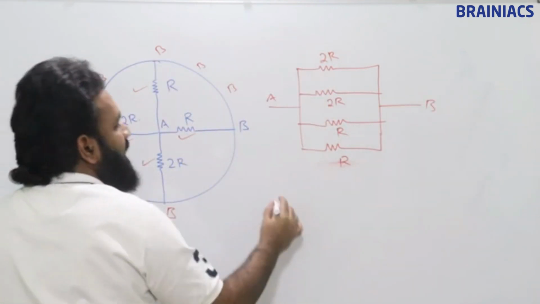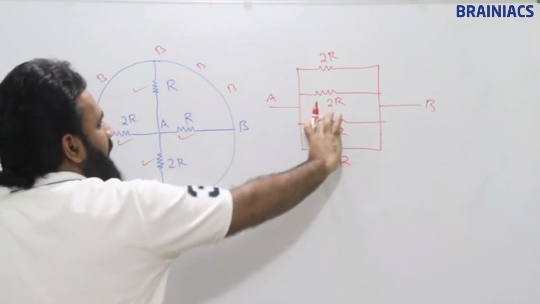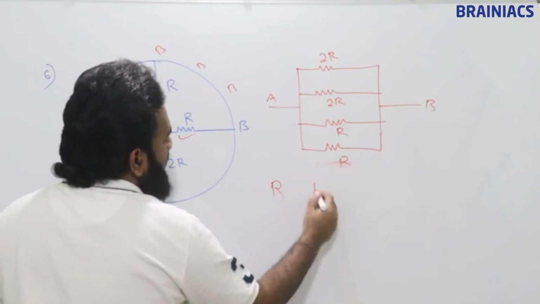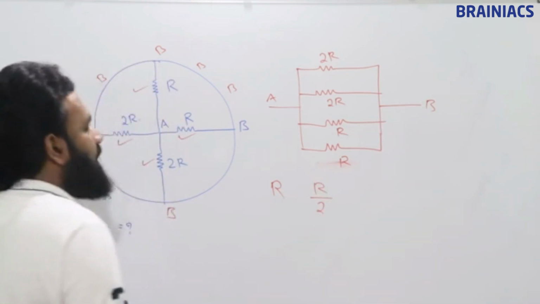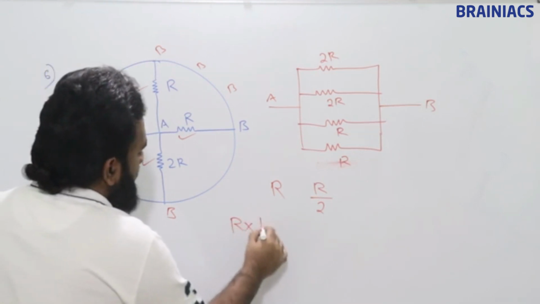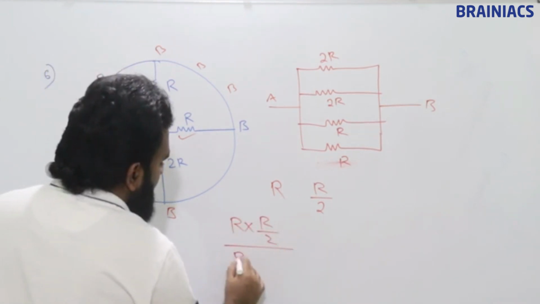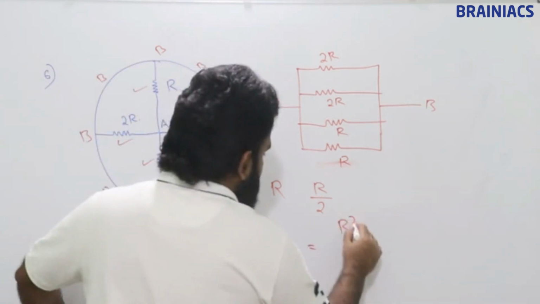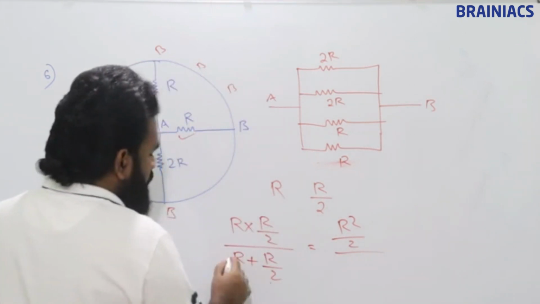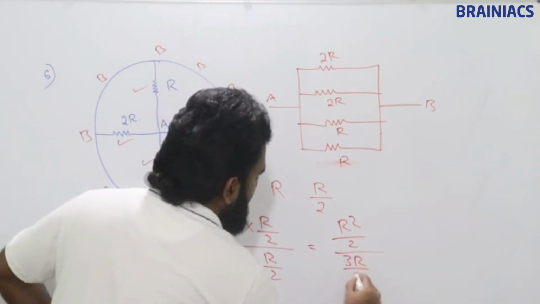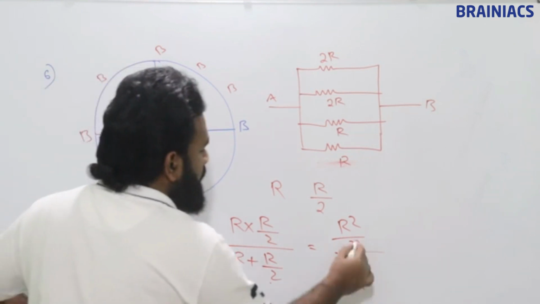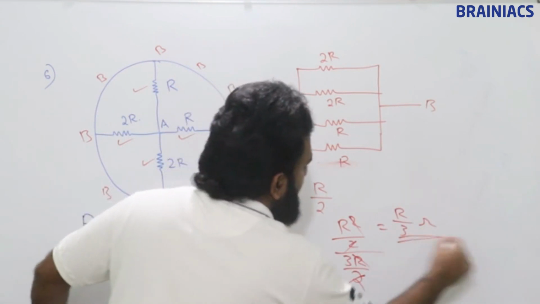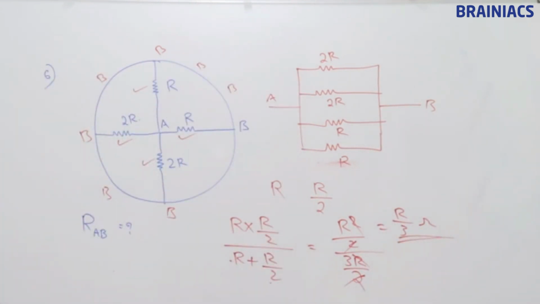So 2R parallel, we will be getting R. R and R parallel, we will be getting R by 2. So R and R by 2 in parallel. So R into R by 2 divided by R plus R by 2. So what we will be getting? R square by 2 divided by, this 2 will come here, we will be getting 3R by 2. 2 will be cancelled off, R and square will be cancelled off, this is going to be R by 3 ohm, R by 3 resistance. Clear or what?